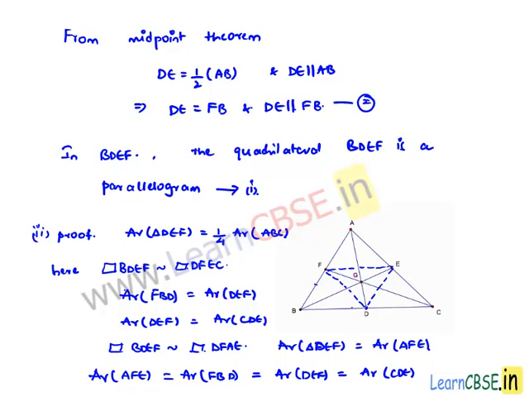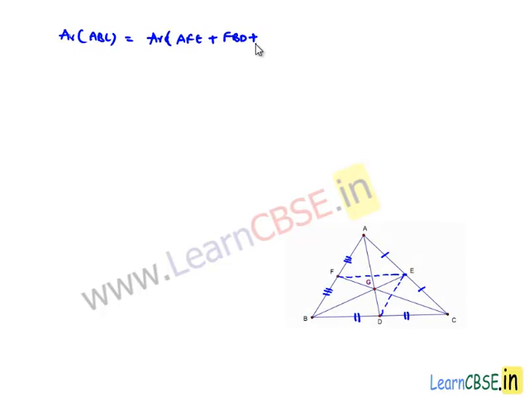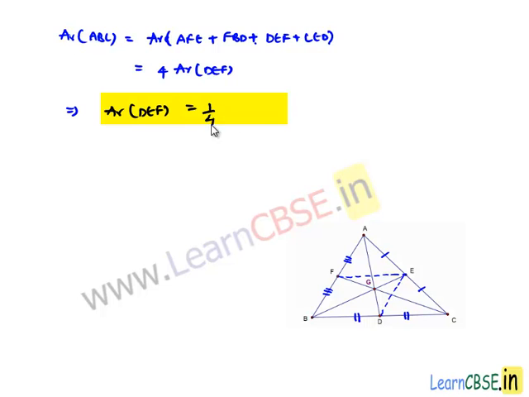Therefore we can say that the area of triangle ABC is equal to the area of triangle AFE plus FBD plus the area of triangle DEF and CDE. But all these areas are equal, therefore we can write 4 times the area of DEF, which implies the area of DEF is equal to 1/4 times the area of ABC. This is for the second proof.